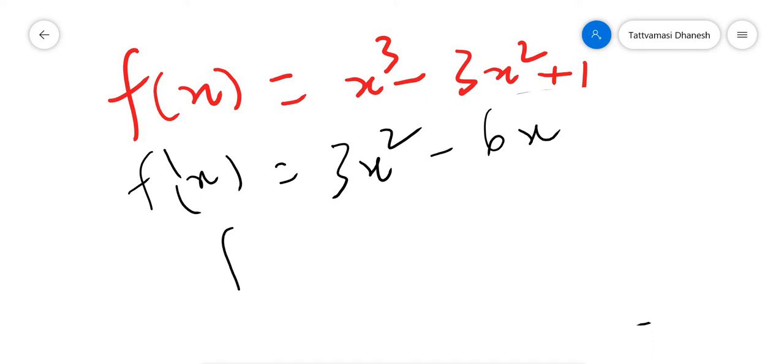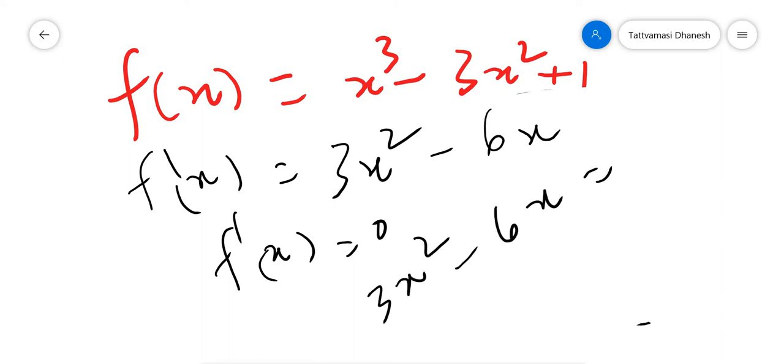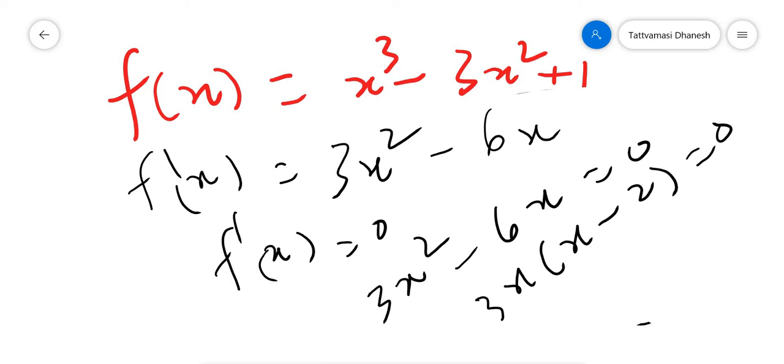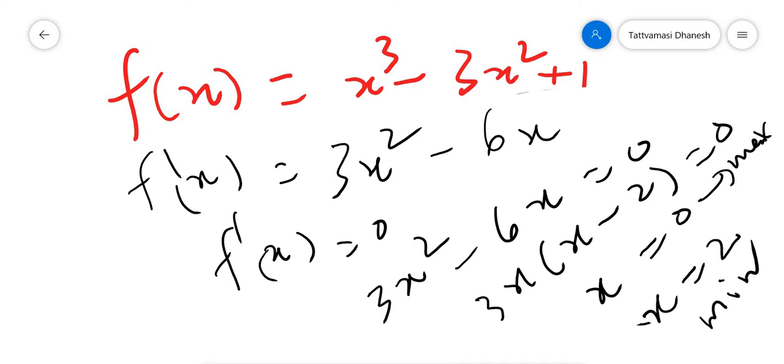Then we take f dash x equal to 0. You can write it as 3x square minus 6x equal to 0, then 3x into x minus 2 equal to 0. When you solve this, you get x equal to 0 and x equal to 2. From the plot as well, x equal to 0 is the maximum of the function, and x equal to 2 is the minimum of the function. This is the calculus approach.